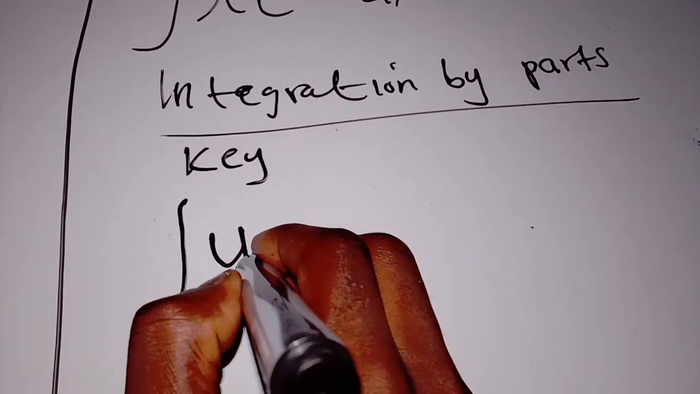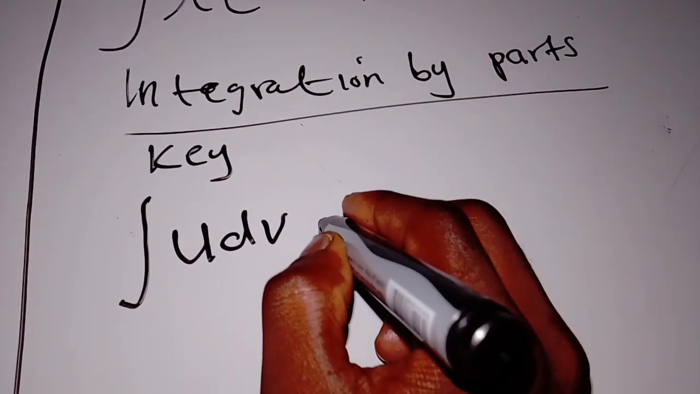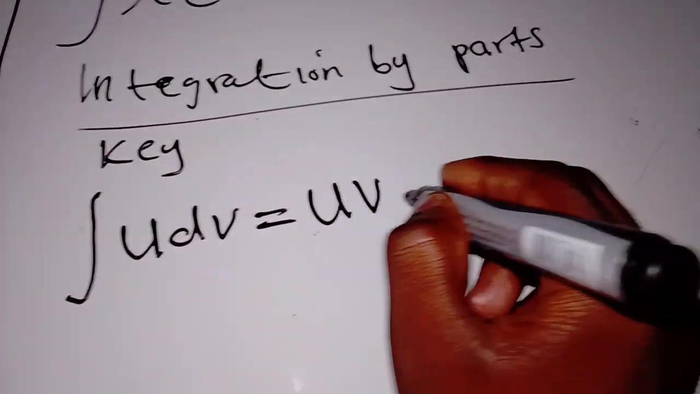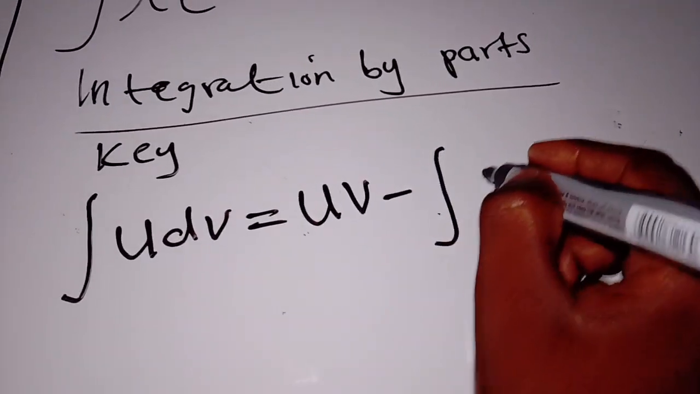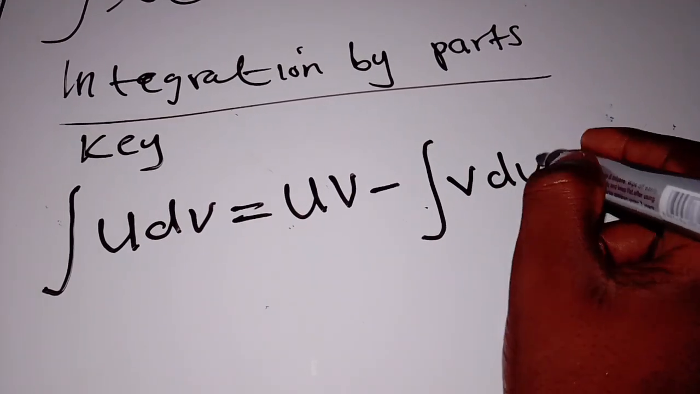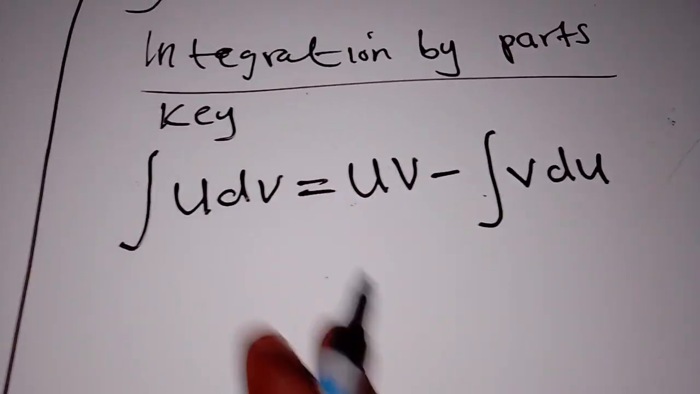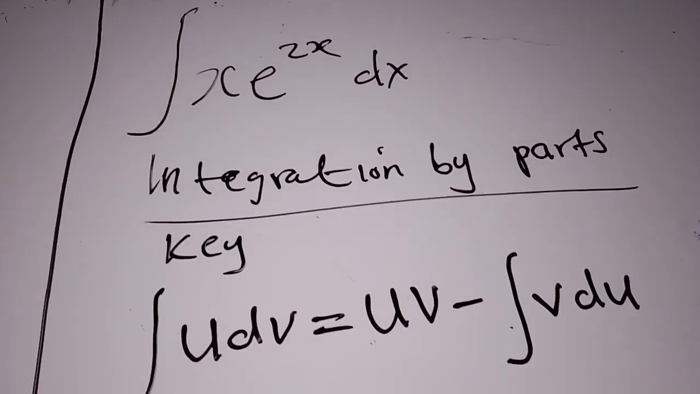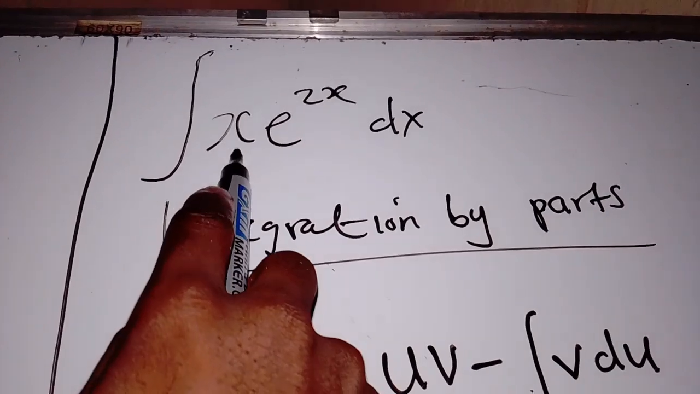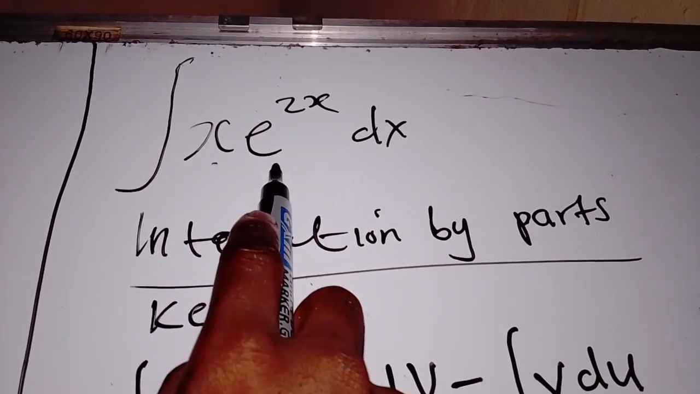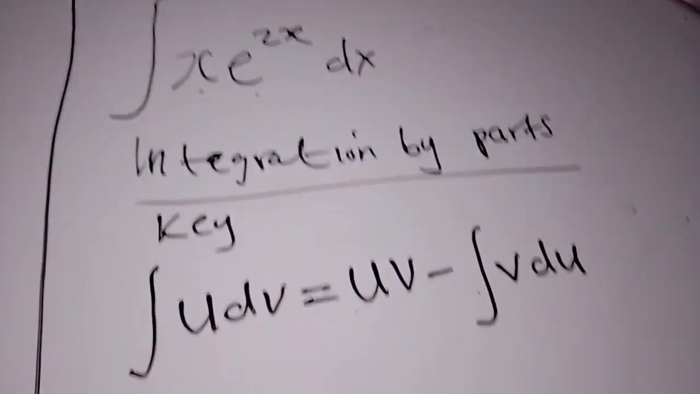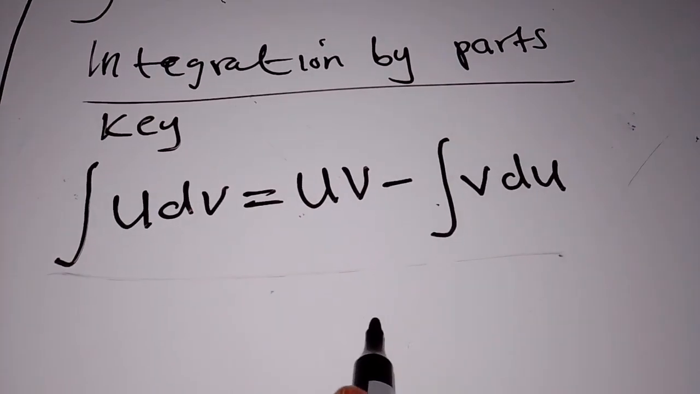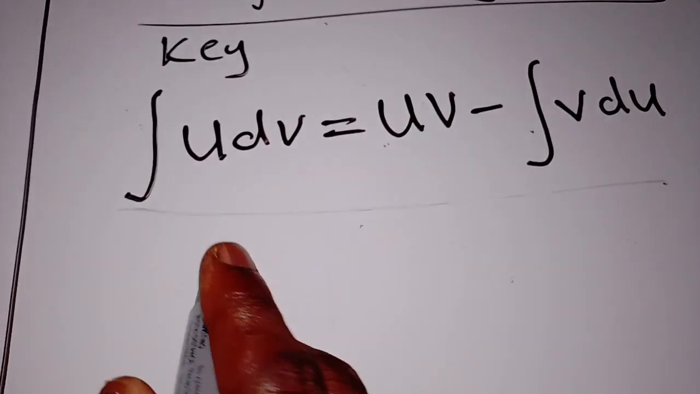integral of u dv is uv minus the integral of v du. Okay, so this is the key. So I'm going to transform this integral of x e to the power 2x dx into this form: the integral of u dv is equal to uv minus the integral of v du.